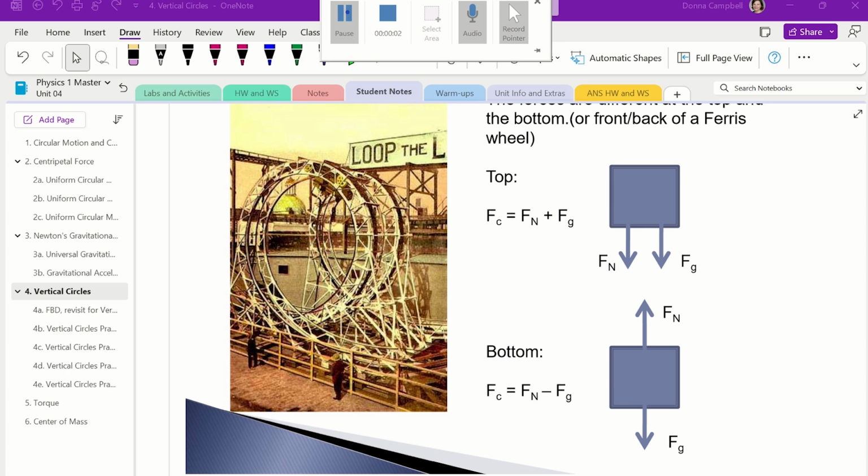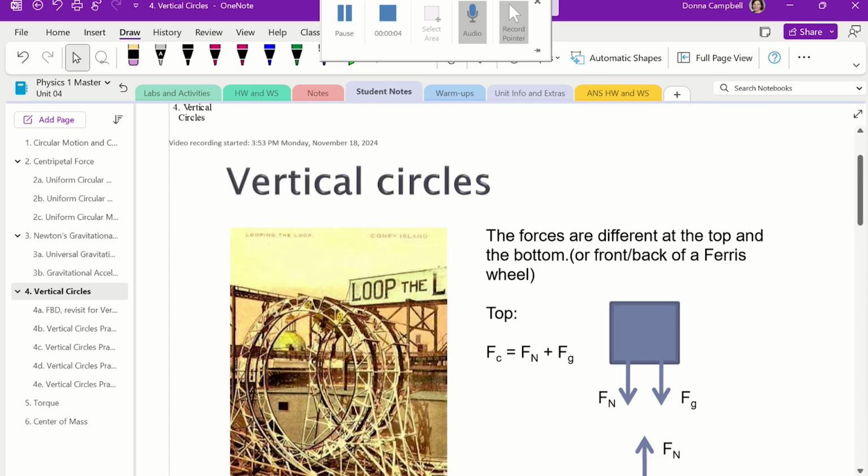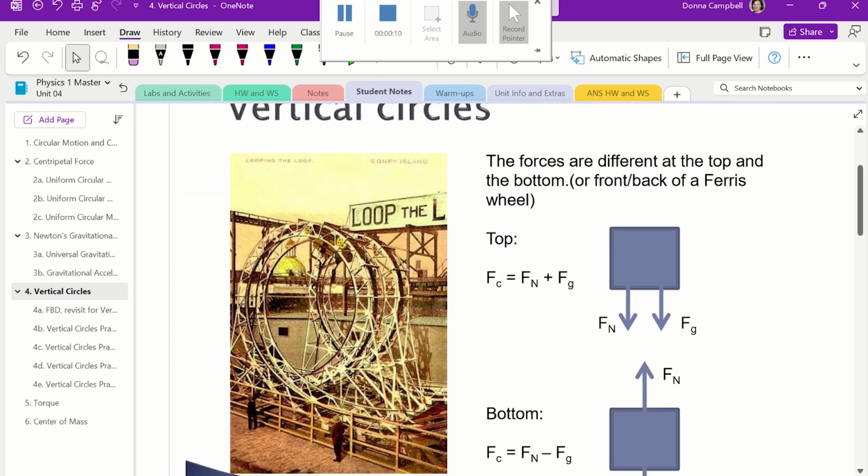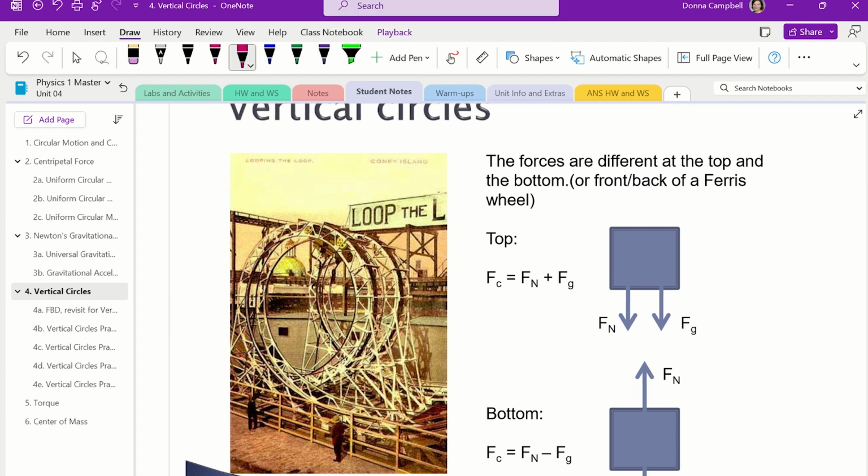So today we're going to look at vertical circles, and this is number 4 in OneNote. Vertical circles are different than the horizontal circles that we've been moving in because they have the extra component of weight, so Fg. So let's look at, for example, this loop ride.